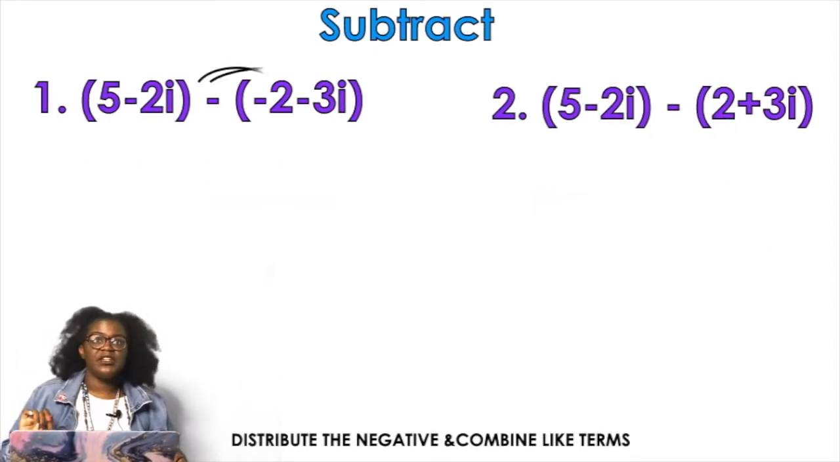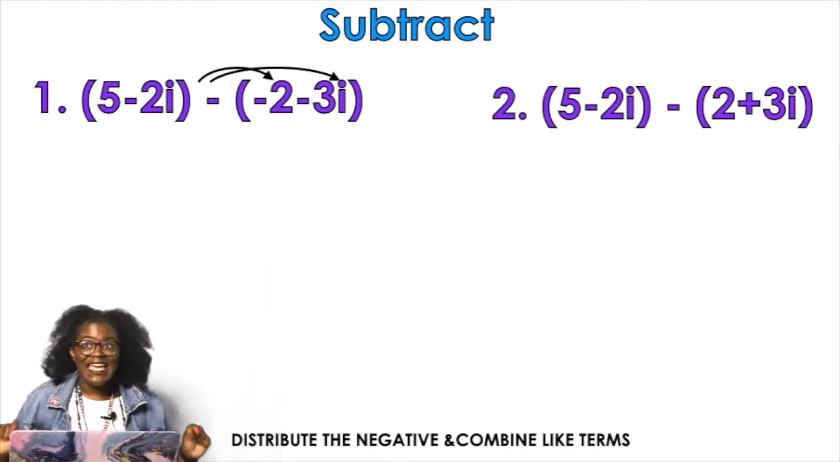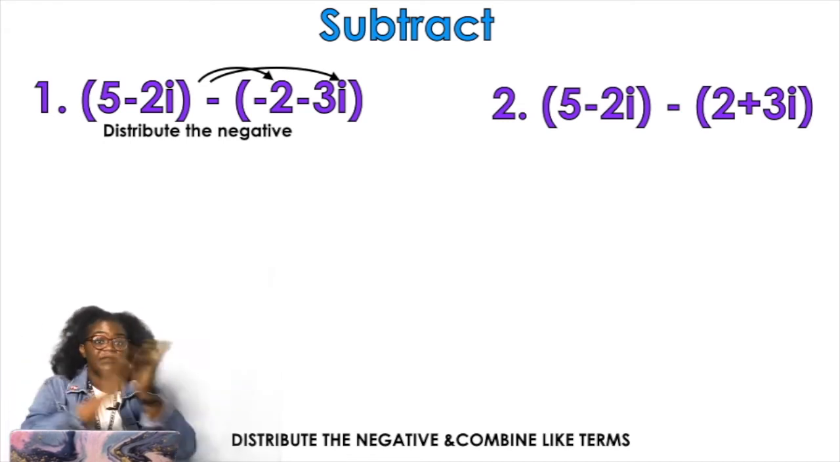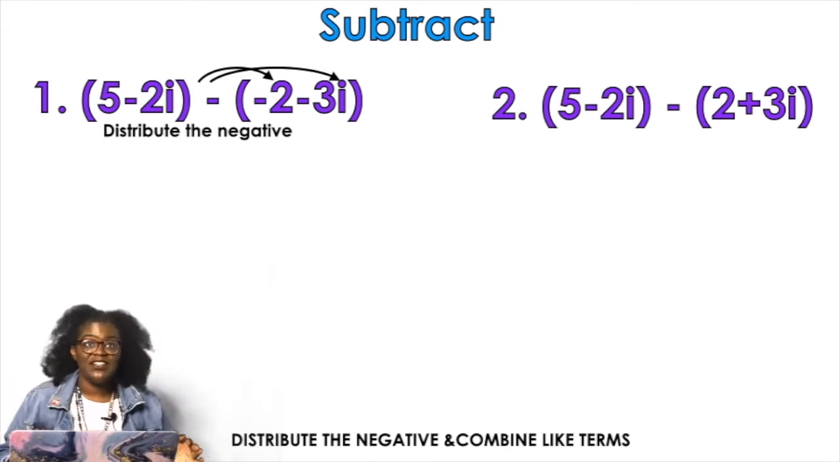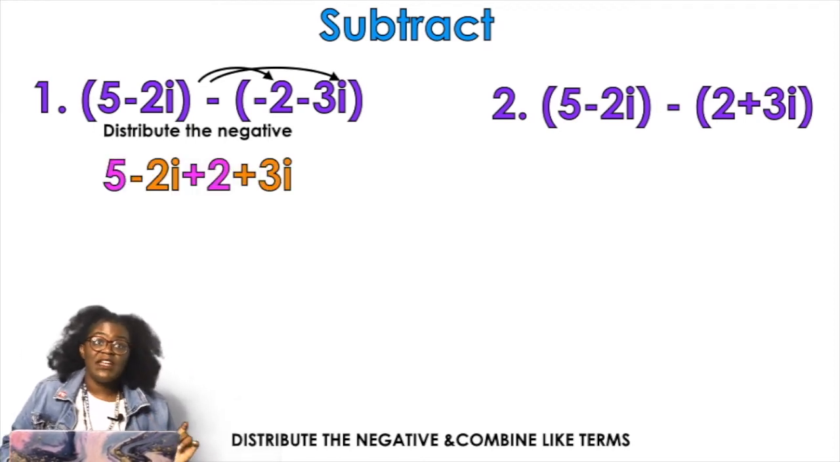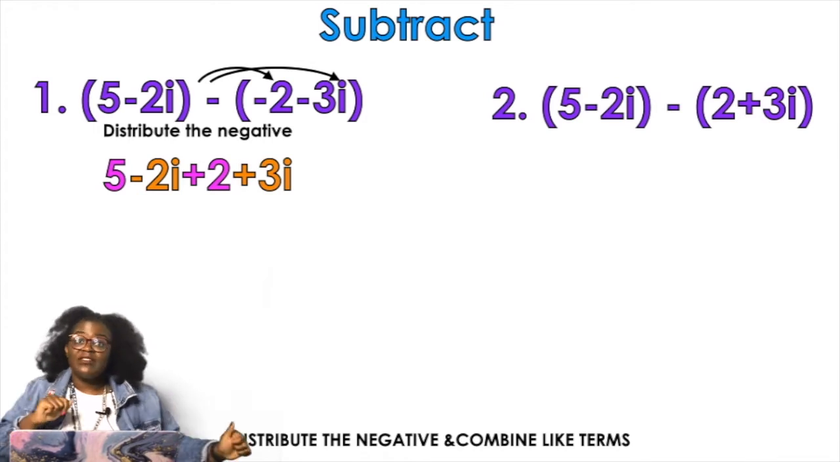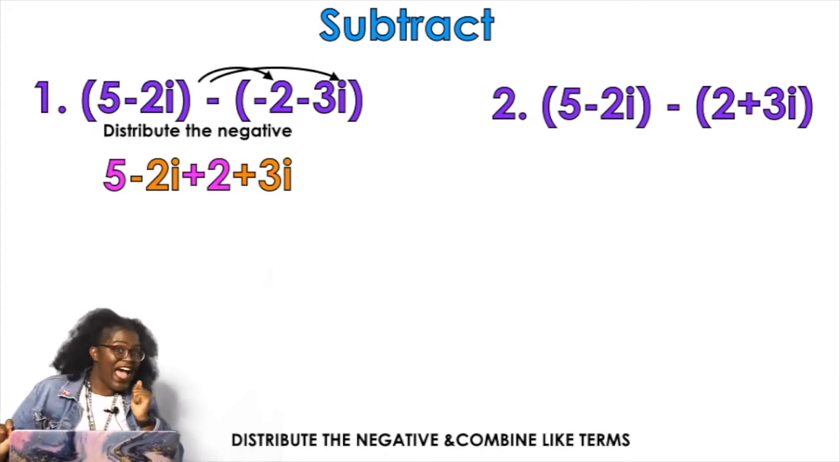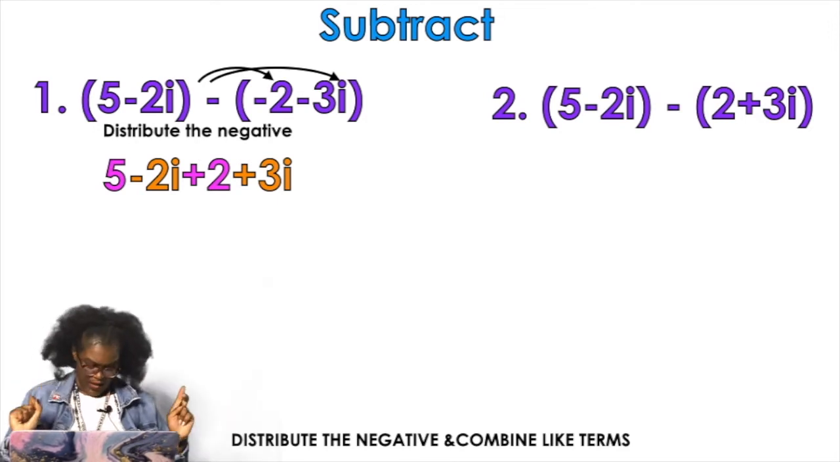We got to make sure that we distribute the negative first. That's the difference between addition and subtraction. Addition, you just go for it. Subtraction, on the other hand, you have to distribute the negative, so those signs are going to change. You see where the arrows are? Those signs are going to change. So we're going to be 5 minus 2i plus 2 plus 3i. You see how the signs changed? Negative 2 became positive 2. Negative 3i became positive 3i.